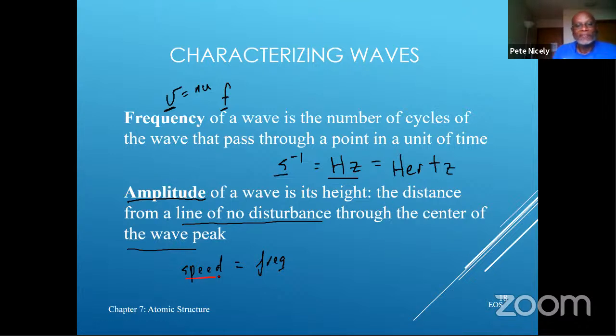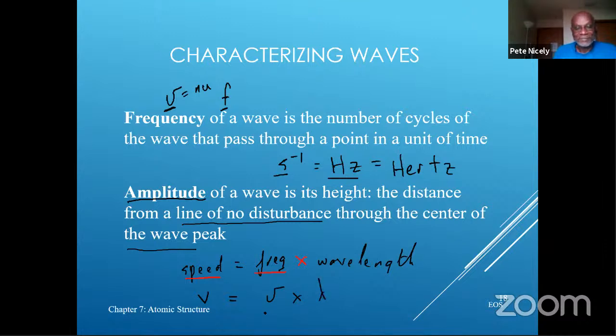So the speed of a wave is equal to the frequency times the wavelength. So the wavelength would go here. All right? So that's the relationship between speed, frequency, and wavelength. And if you are to use the symbols, then the speed or velocity, which is represented by V, would be equal to the frequency, which is represented by nu, times the wavelength, which is represented by lambda.